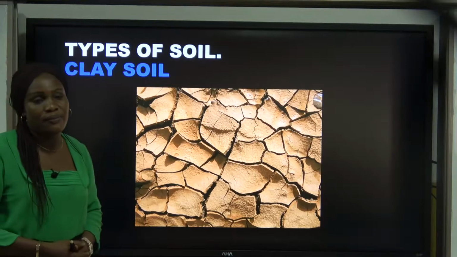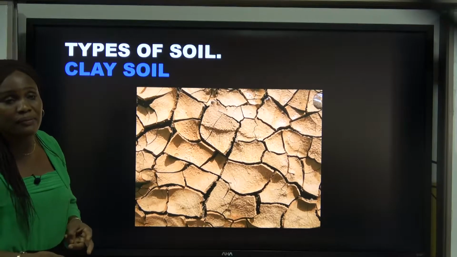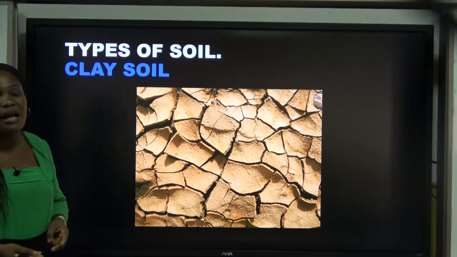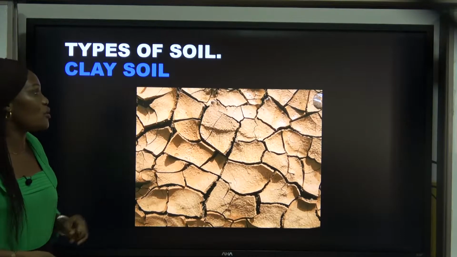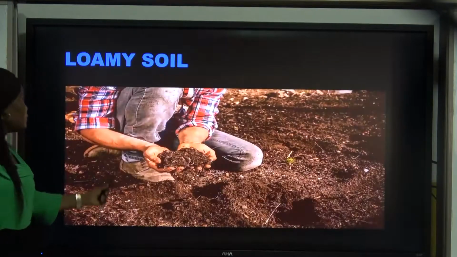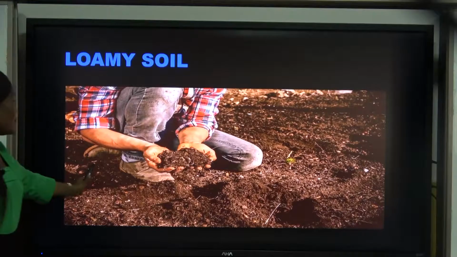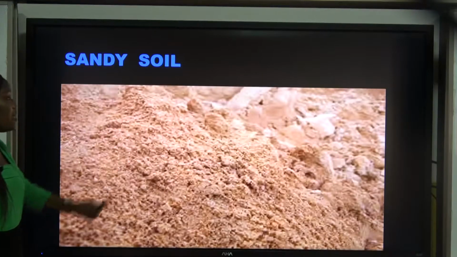Types of soil. We have clay soil, we have loamy soil, and we have sandy soil.